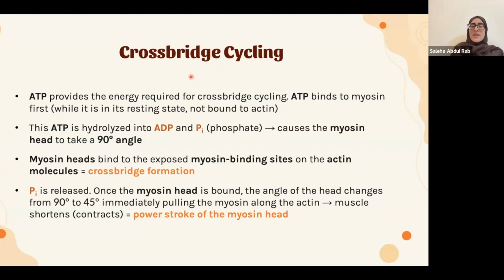What happens? The myosin head binds to the exposed myosin binding sites on the actin molecules. This is known as cross-bridge formation. Phosphate is released. Once the myosin head is now bound, the angle of the head changes from 90 to 45, immediately pulling the myosin along the actin. This causes the muscle to shorten or to contract. This is known as the power stroke of the myosin head.